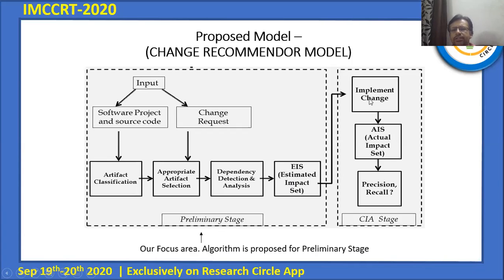The CIS stage is a common one, which is used everywhere, where when the changes are implemented, the actual impact of the changes is recorded, and then we compare the AIS and EIS according to the precision and recall, and then it is calculated.